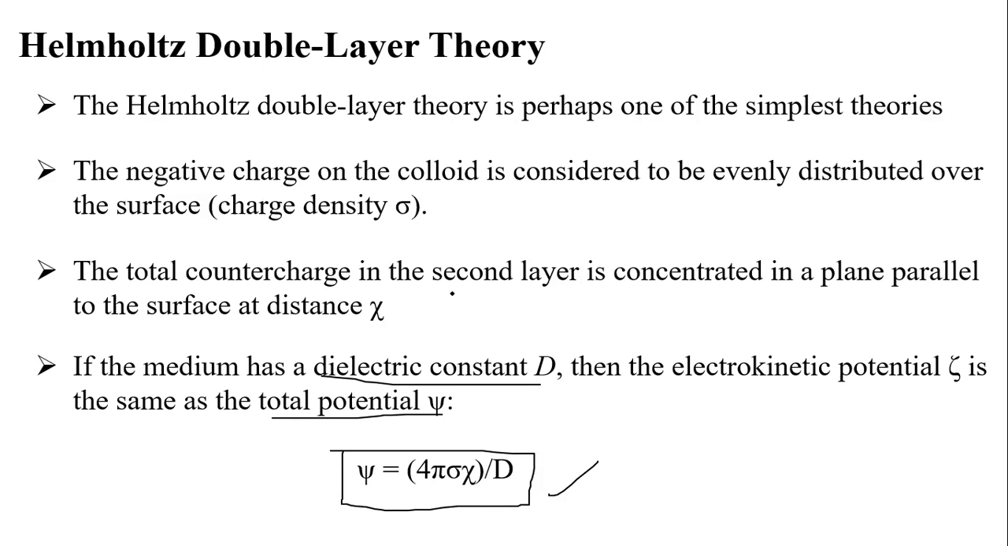These are all Greek letters, so you pronounce them like this. Okay, students, this is regarding the Helmholtz double layer theory. There is nothing much to remember in it. It is also called the fixed double layer theory, because here the positive and negative charges are completely fixed, with close attraction. As the distance from the surface plane of the clay particle increases, the attraction towards the cations decreases. This was mathematically expressed like this: total potential psi is 4 pi sigma xi by d, where d is the dielectric constant.